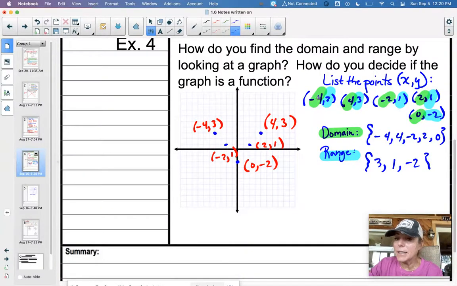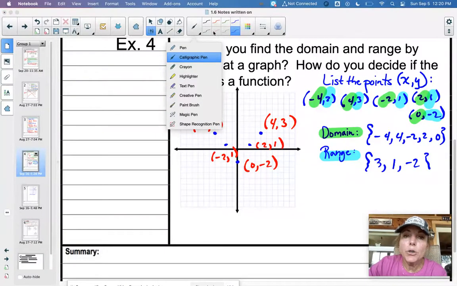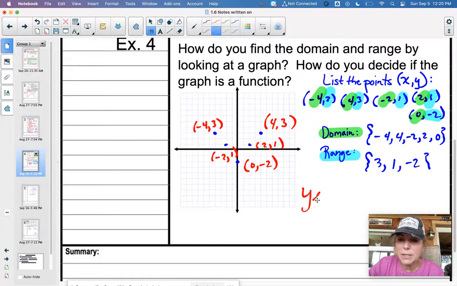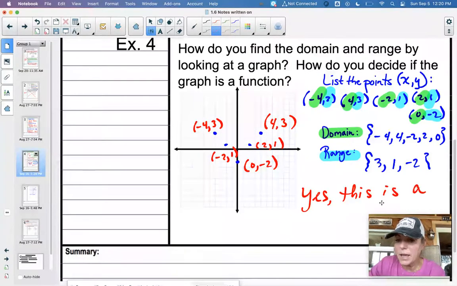Well, let's go back and determine, is this a function? Well, let's look at our X's. Let's look at our domain. None of them repeat. So therefore, yes, this is a function.